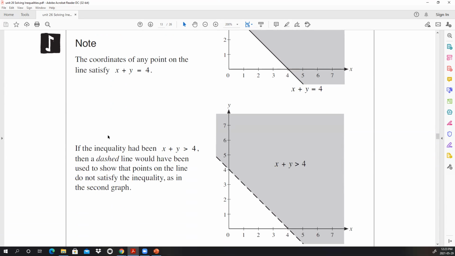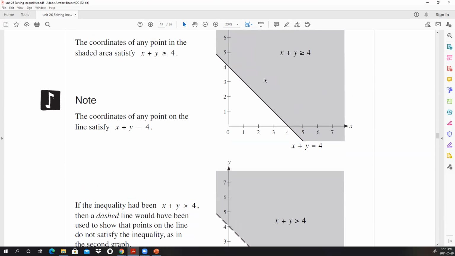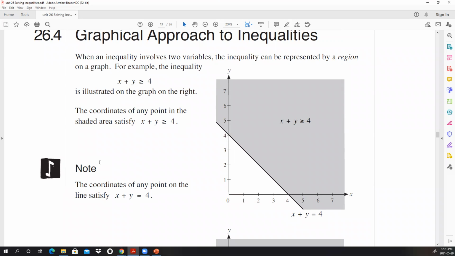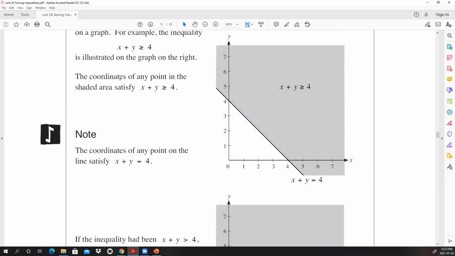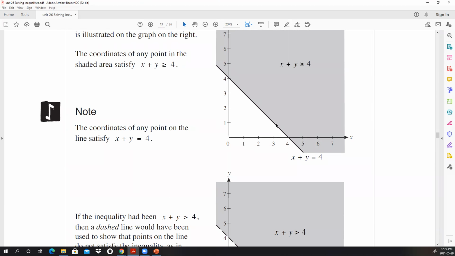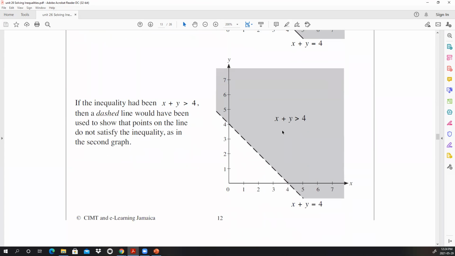All right, and then notice that it says greater than or equal to, so the line is, I guess I call it a blocked line. Let me say how they describe it. They don't really mention the line. I know some persons speak of it as a blocked line. If the inequality had been like so, then a dashed line. So I guess you could call it a regular line, right? And then you have a dashed line when it is greater than 4. So this time it's not equal to 4, so you put a dashed line.